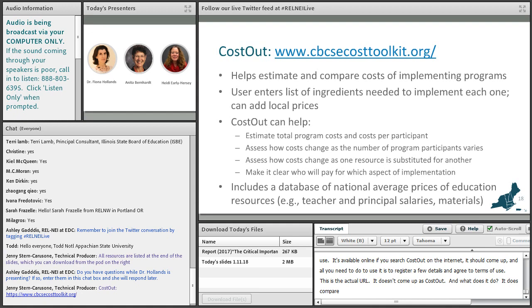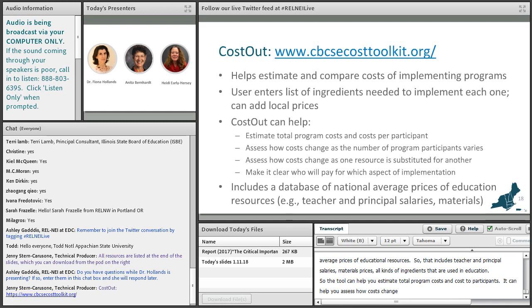You would enter a list of ingredients that you need to implement the program, and then you can either enter local prices, so salaries, materials prices that you know about, or you can use the database that's in the tool of national average prices of educational resources. So that includes teacher and principal salaries, materials prices, all kinds of ingredients that are used in education. So the tool can help you estimate total program costs and cost per participant.